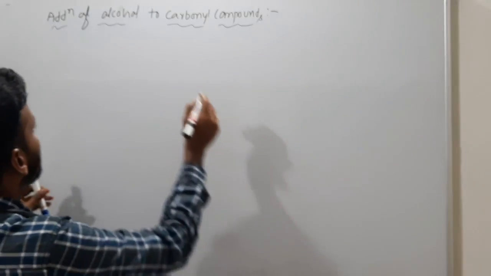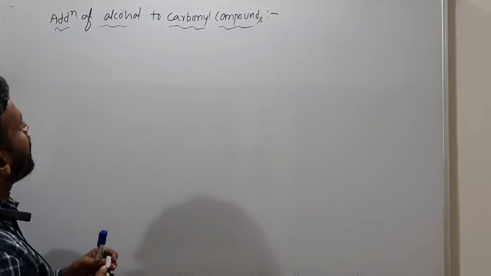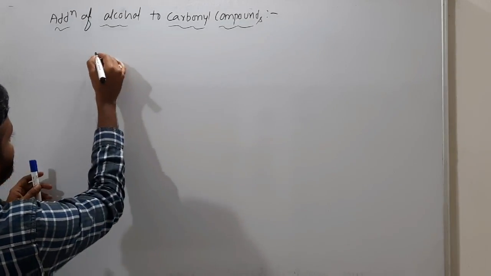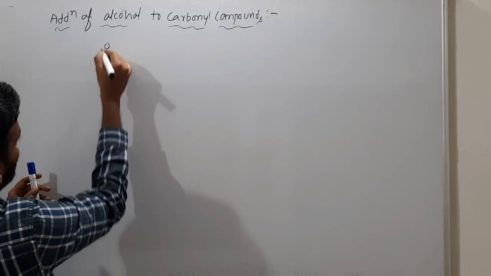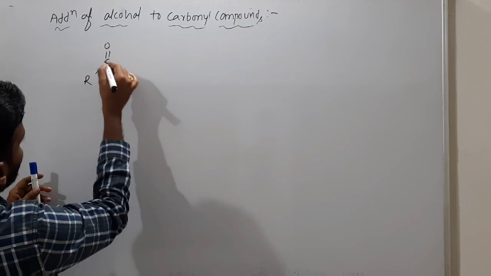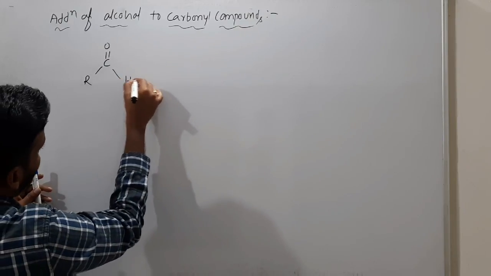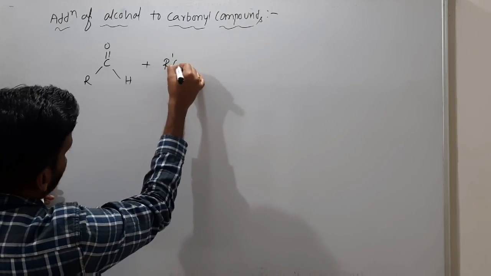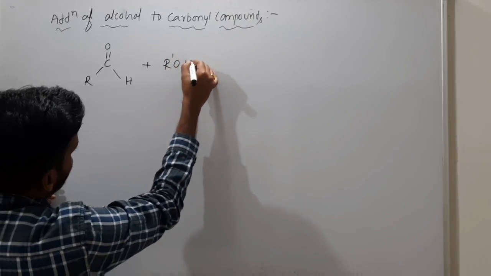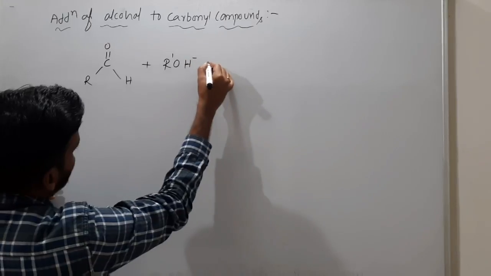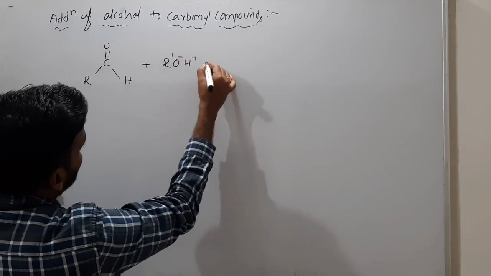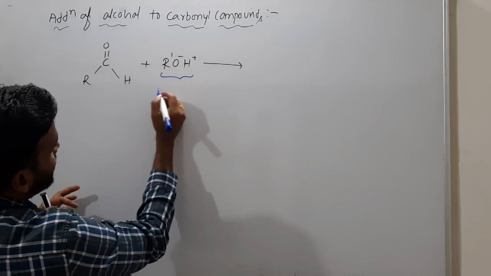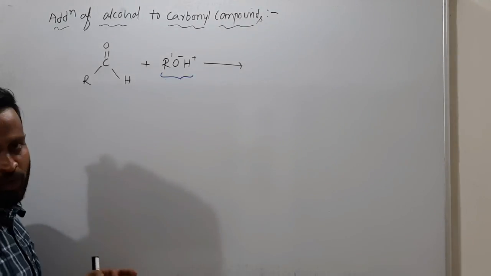Now we will discuss a few more addition reactions: addition of alcohol to a carbonyl compound. See, for this C double bond O, here you have R and some hydrogen. When you are adding some ROH, suppose R dash OH, ROH means here it's H plus and RO minus. So OR minus is a nucleophile.